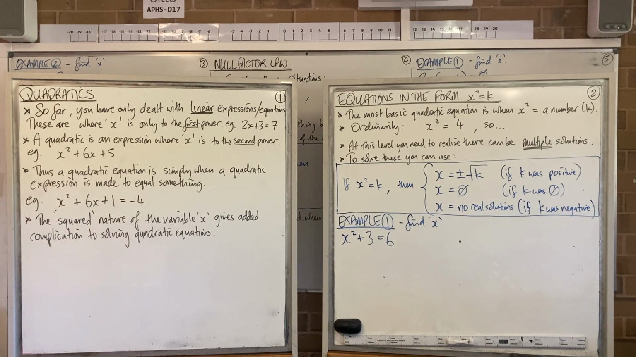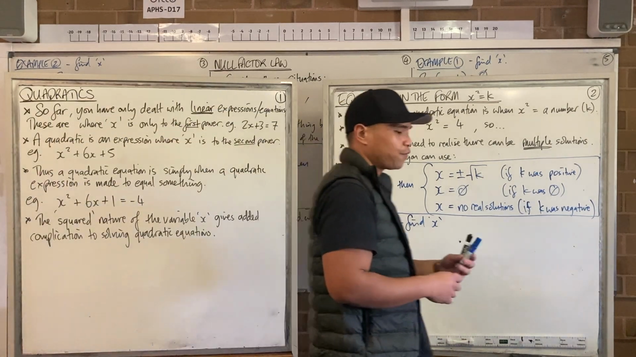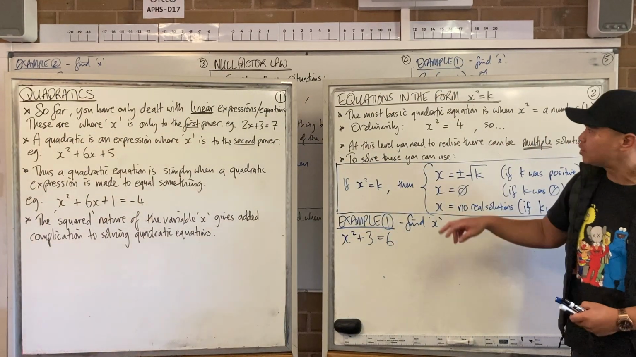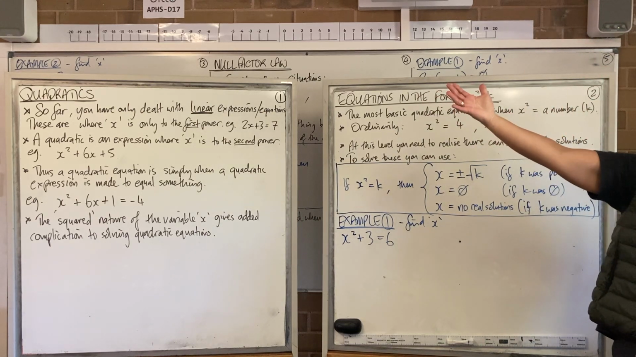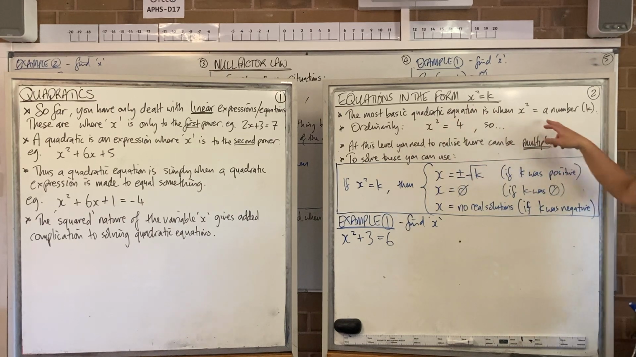Thus, a quadratic equation is when a quadratic is made to equal something. If I've said that an equation equals something, I can solve it. I can find what x is. The problem is, because this is squared, the squared nature of the x variable gives added complication. We don't only have one answer. So the easiest kind of quadratic equation looks like this. x squared is equal to something. I don't know what. The most basic quadratic equation is x squared equals a number, which we'll call k.